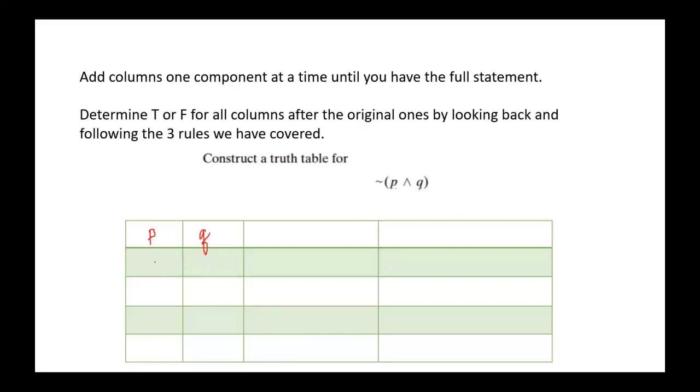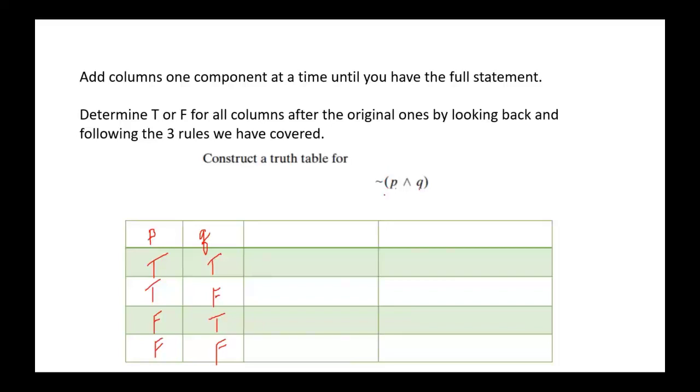Now, I'm going to go ahead and fill those in. Just like we said before, the first one will be true half the time, and then false half the time. And then we take this one and we're going to split that up for Q. So it can either be true, false, true, or false. Those are my only possibilities. It says add one component at a time until you have the full statement.